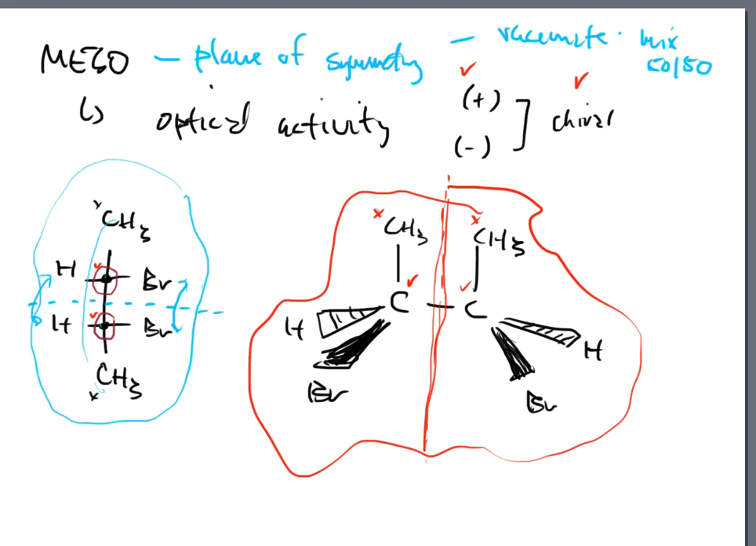Let's take a look at another example. Let's figure out if this is meso or not. I'll do a CH2CH3, and then we'll draw a line, and I'll do another CH2CH3. Looks pretty good for now, right?